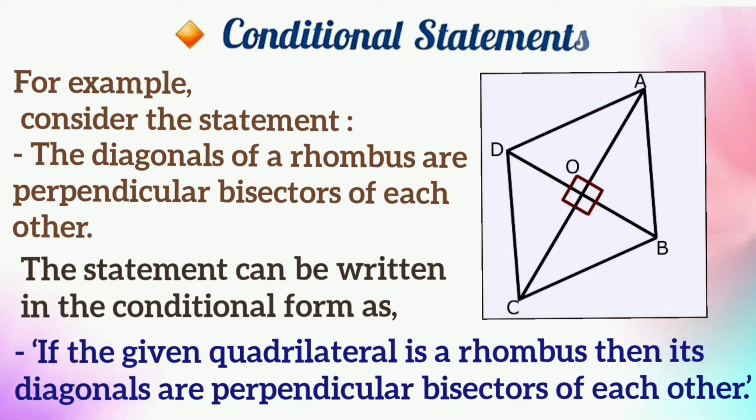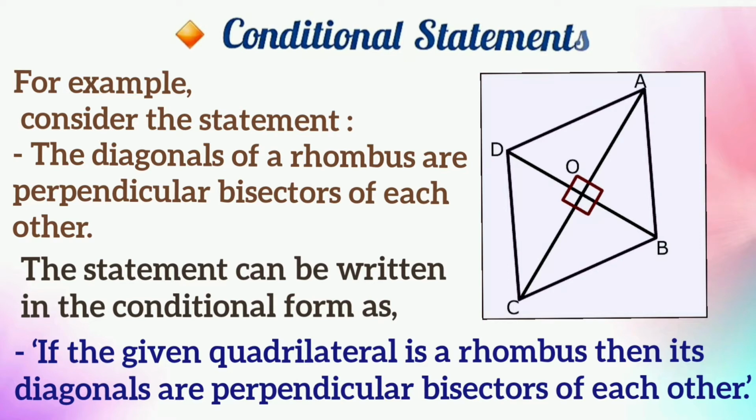So we have seen that all quadrilaterals are not rhombuses. There are many quadrilaterals. If we have to write this statement in a conditional form, then how will we write it? If a given quadrilateral is a rhombus, then only the diagonals are perpendicular bisectors of each other. So in this way we will write the statement in a conditional form. If the given quadrilateral is a rhombus, then its diagonals are perpendicular bisectors of each other.